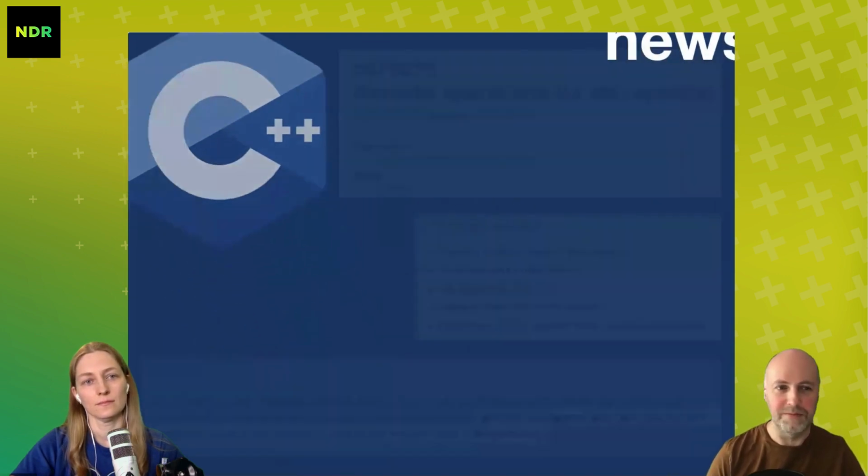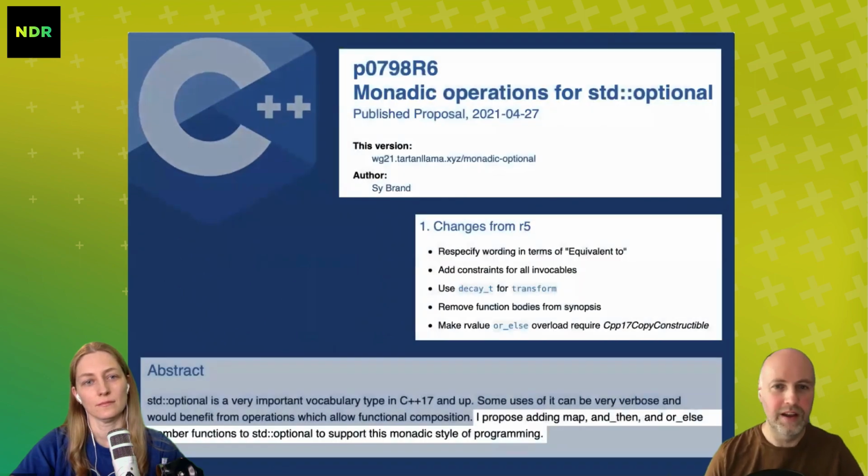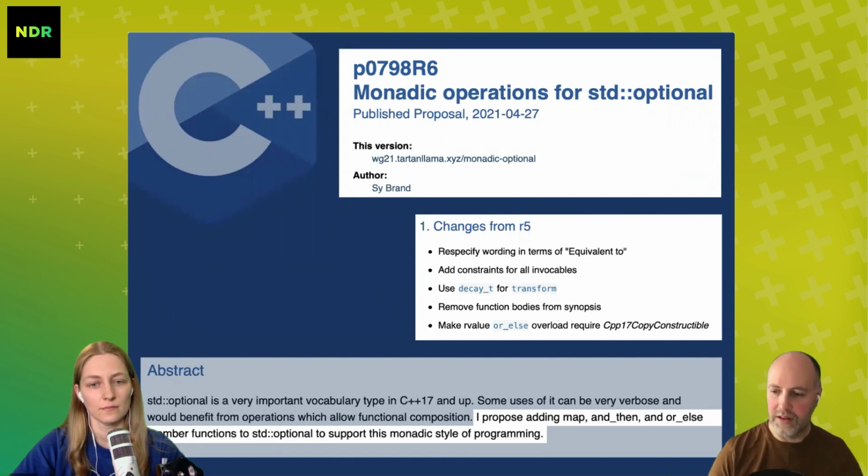One of the papers that's been going through for a while now, looks like it's just being dusted off, ready to go into the draft standard, I hope: Monadic operations for std::optional. So it's a set of operations, map, and_then, and or_else, which are called the monadic operations. If you understand monads, you'll know exactly what they are. And if not, it doesn't matter. You just have to know how to use them.